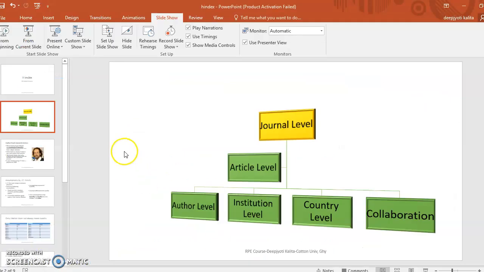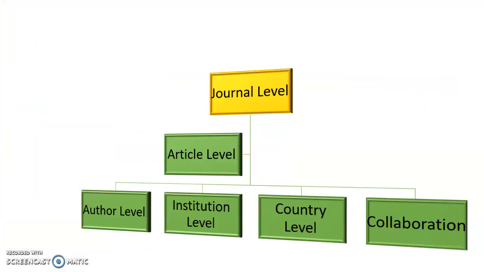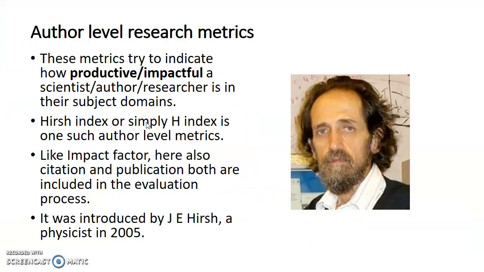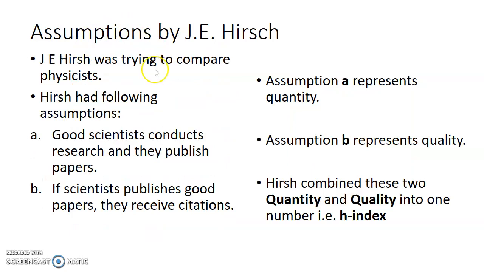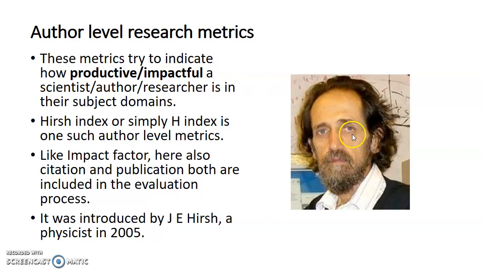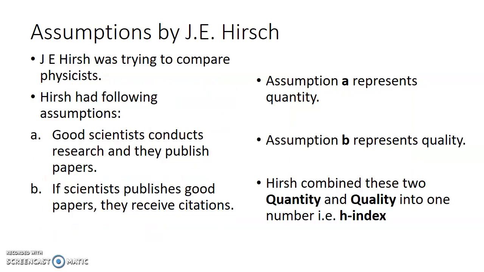Today we shall be discussing how to calculate this H-index and how it came into existence. H-index is an author level research metric and it was introduced by J.E. Hirsch in the year 2005. H-index or Hirsch index is one such author level metric. Like impact factor, H-index also includes citation and publication, both during the calculation process.